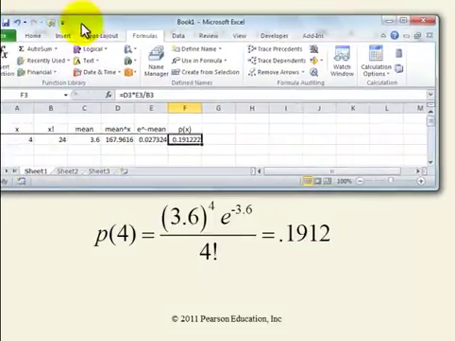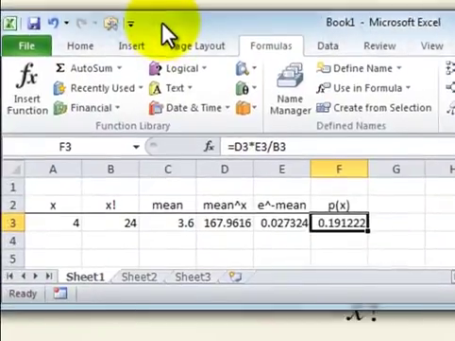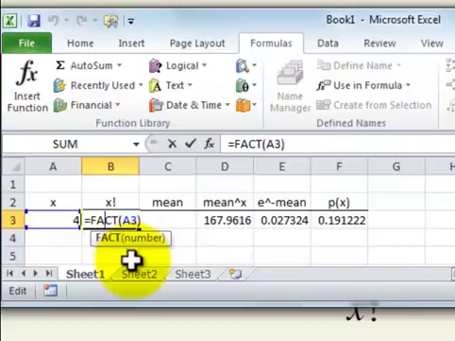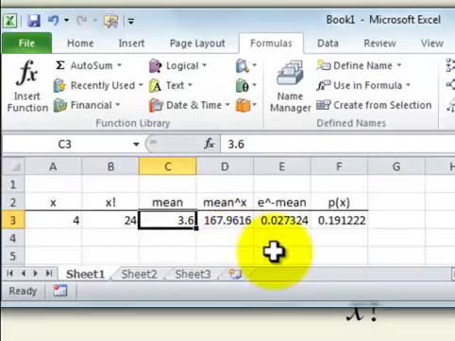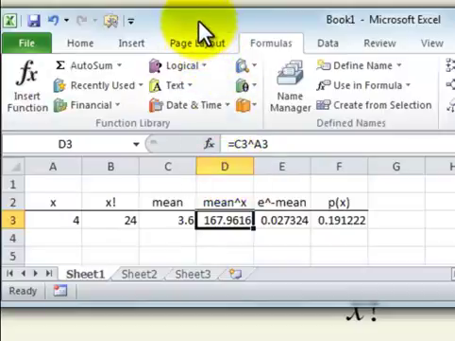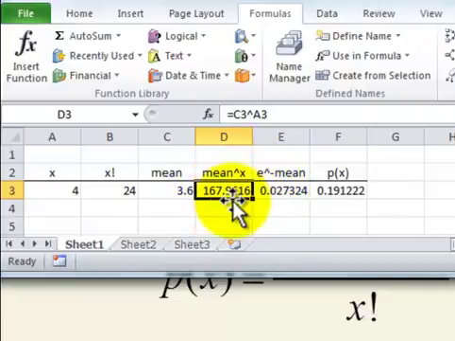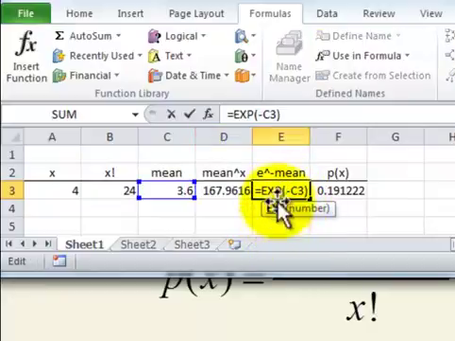If you like to use Excel, here's what it would look like in Excel. Here's x. This is how you denote the factorial, or find the factorial of x. The mean is given, or you calculate it, that's the lambda. This is how you raise lambda to a power. So mean to the x power. That's what I've got there. That's the mean to the x power. This is how you do an exponent. That's e to the, in this case, negative mean power.